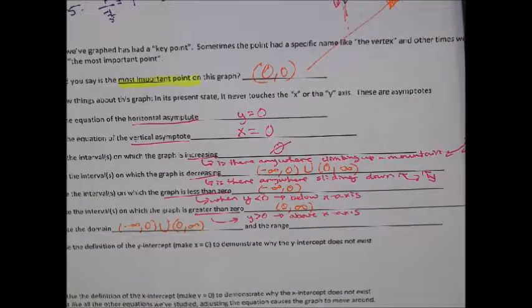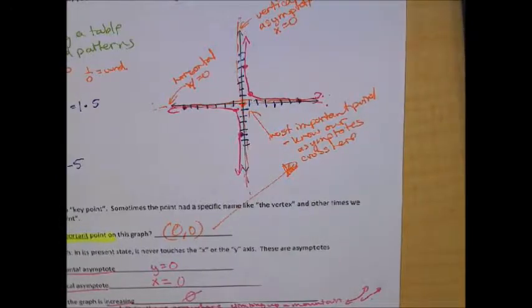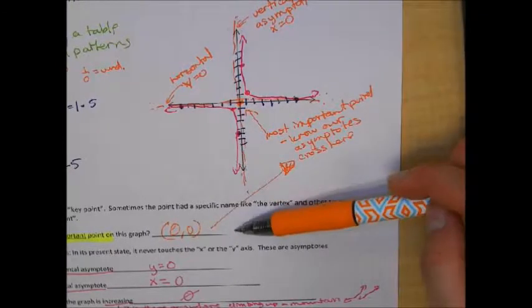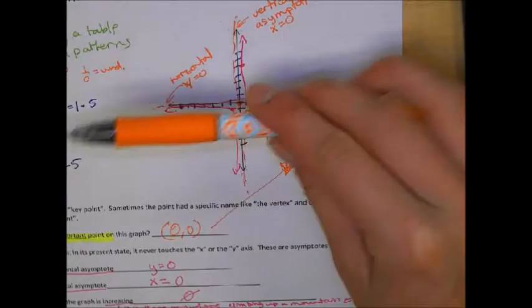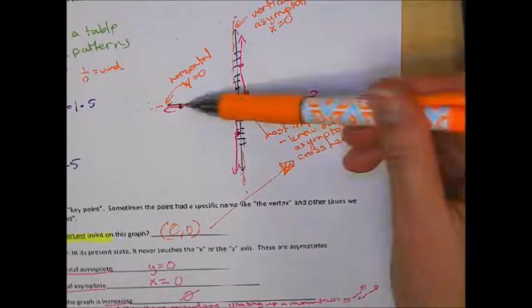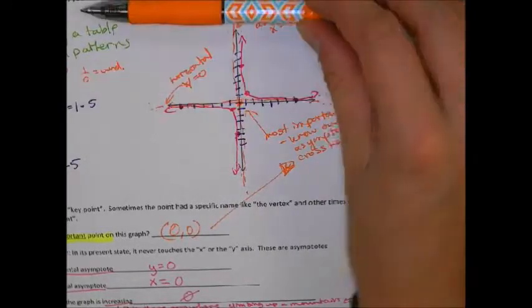And then for the range, let's look at this again. Our range, bottom to top. Bottom, we're going to negative infinity. Do I stop somewhere? I don't equal 0, so we stop at 0. We start at 0 again and go to infinity.